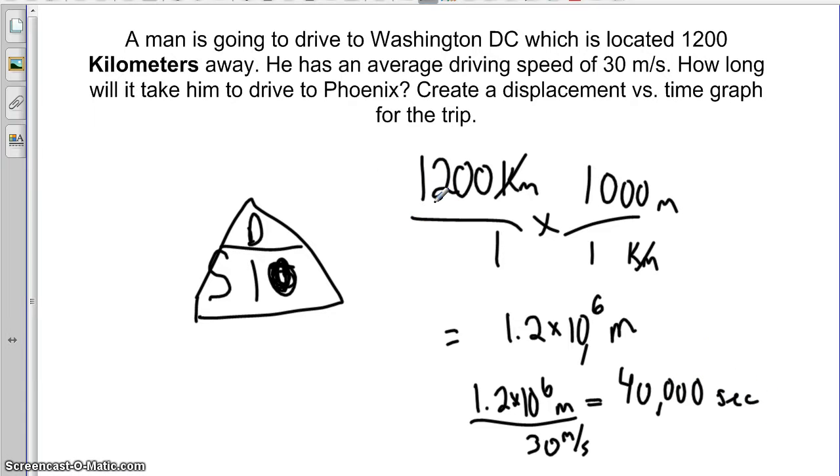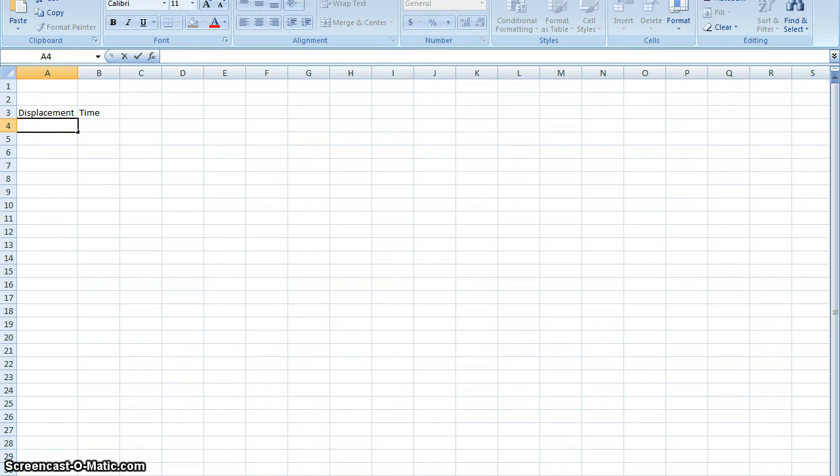And now the second part, it wants me to create a displacement versus time graph. Since you can't really see paper, I'm going to do this in Excel real quick. So here's my Excel graph. I've got displacements and times. I'm actually going to flip those around real quick. Time. Well, this is acting weird, so maybe this won't work.